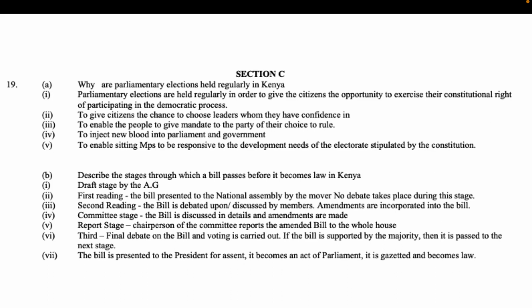Four, committee stage. The bill is discussed in detail and amendments are made. Five, report stage. The chairperson of the committee reports the amended bill to the whole House. Six, third reading. Final debate on the bill and voting is carried out. If the bill is supported by the majority, then it is passed to the next stage. Seven, the bill is presented to the President for assent. It becomes an act of Parliament. It is gazetted and becomes law.